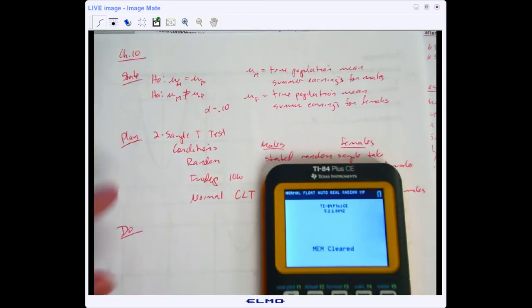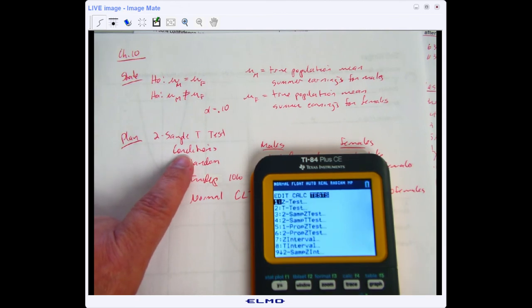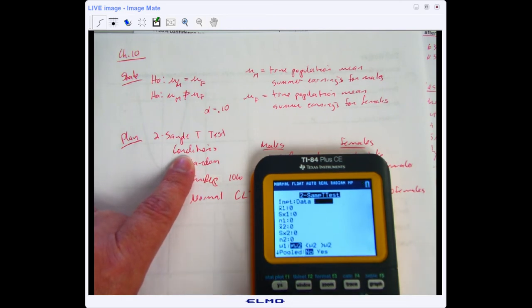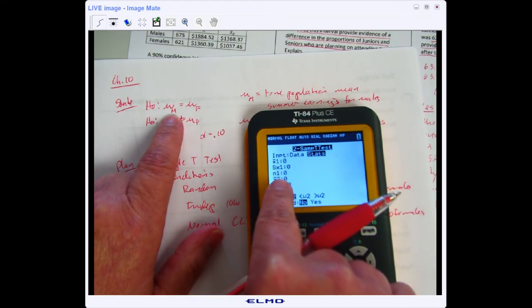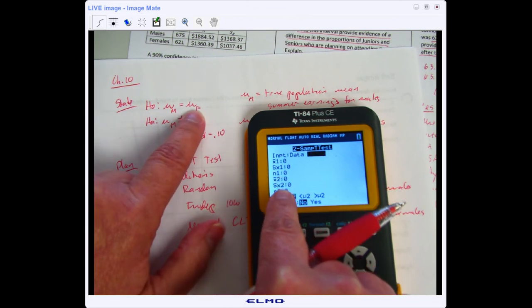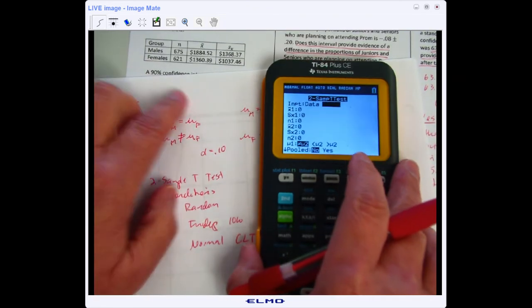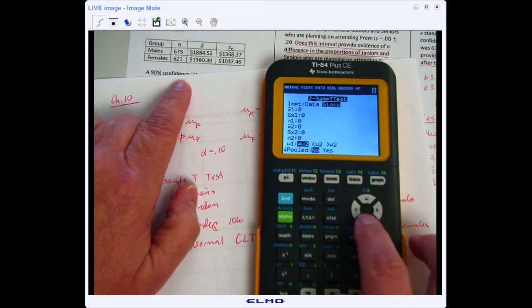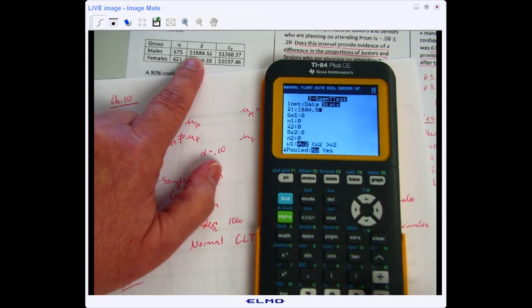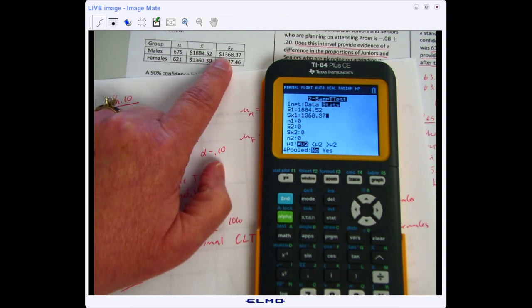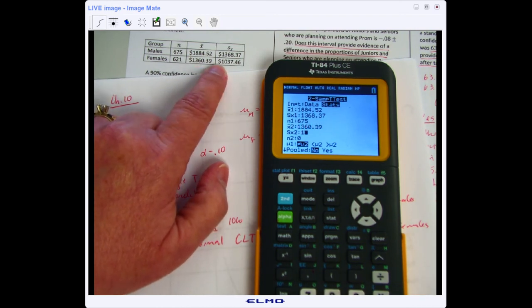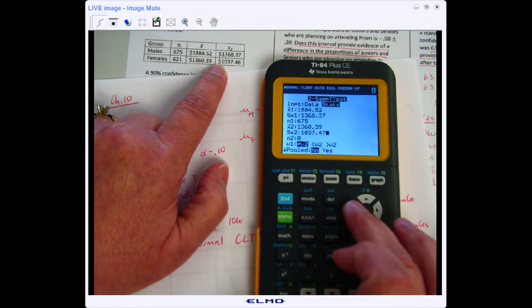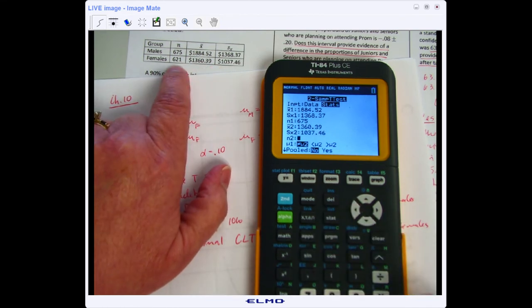When I run my two sample t-test, there we are, two sample t-test, I'm just going to go over to statistics, of course, and put in all my values. Now, I listed the males first, so they're going to be all the number 1 information: mean, standard deviation, and sample size. Females I listed second, so they're going to be number 2. The mean for my males was 1884.52, then standard deviation and sample size. For my females, 1037.6, and my sample size is 621.